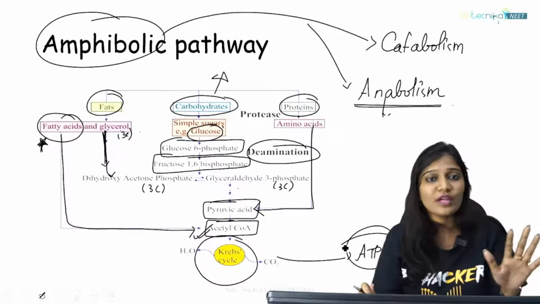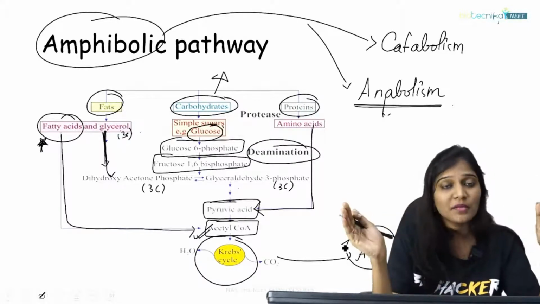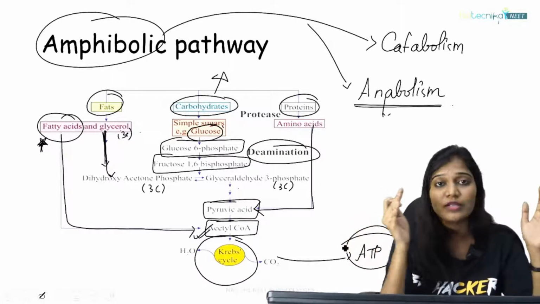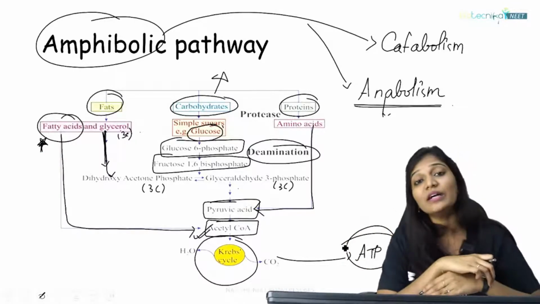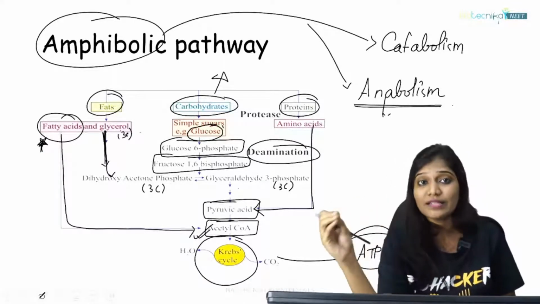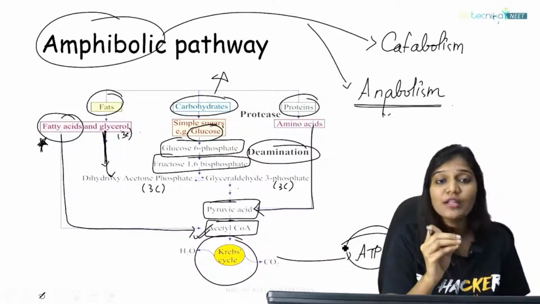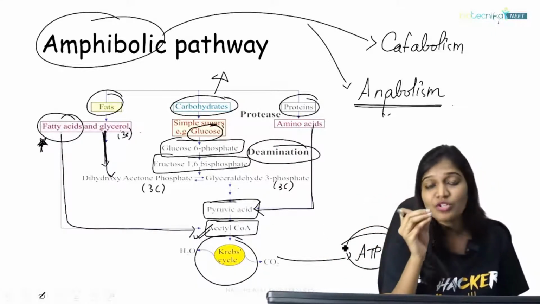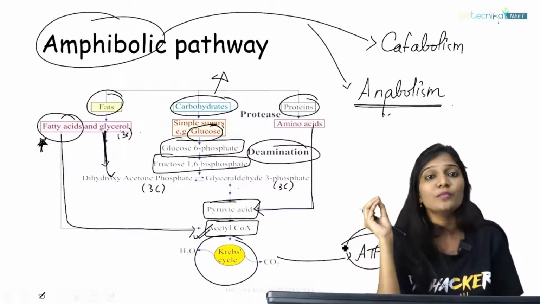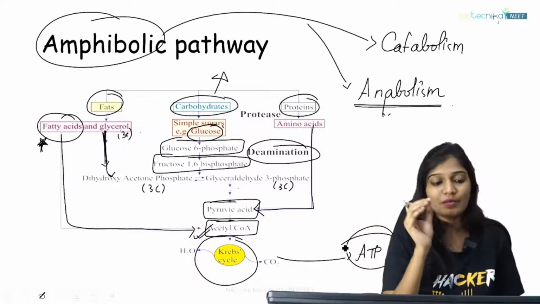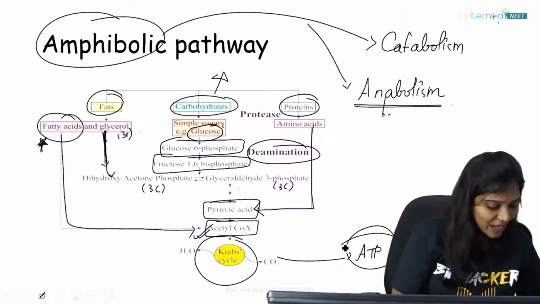So what you have to remember is, it can be any of the respiratory substrates. It can be proteins or lipids. It can be carbohydrates. If they are fatty acids, they will be converted directly into acetyl-CoA. If it's glycerol, they will be converted into DHAP, which is dihydroxyacetone phosphate. If it's a protein, they'll be converted into pyruvic acid and then into Krebs cycle. This is all about the amphibolic pathway.